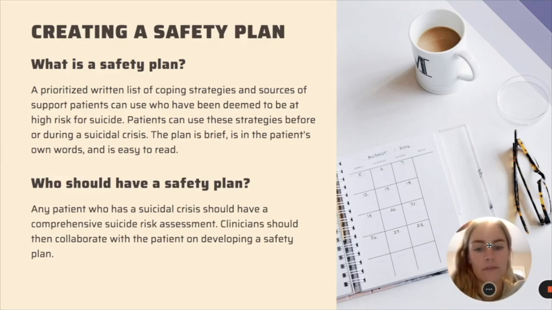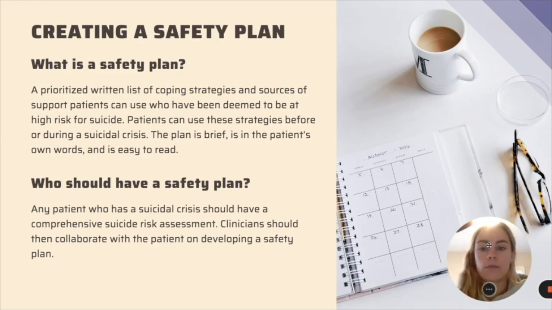The plan is brief, and it is in the patient's own words, and it is easy to read. So this is something that if a patient starts to notice some of those unpleasant, uncomfortable thoughts coming on, they can pull this out and look at, okay, what are some risk factors I need to get away from right now? What are some protective factors that I can really lean on? What are some of my positive coping mechanisms?